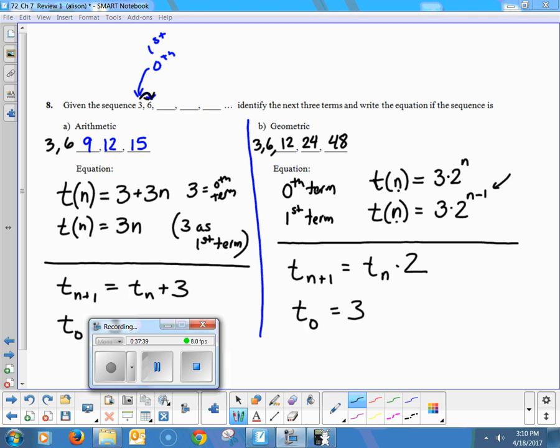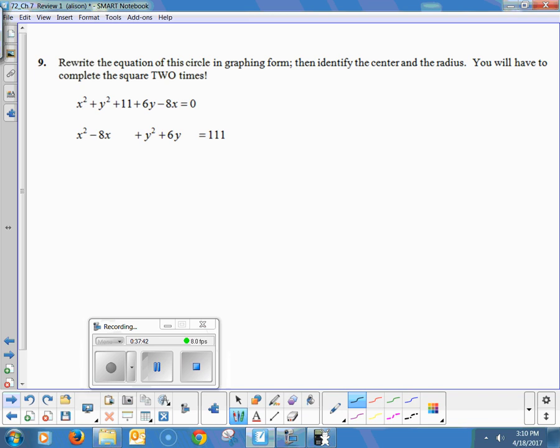All right, hey, moving on to number 9. Hey, you haven't seen this really yet, so I tried to give you a little hint. One, I told you that it's a circle. And you can tell it's a circle because it's got an x squared and a y squared. Circles, when we graph them, look like this. X minus h squared plus y minus k squared equals radius squared.